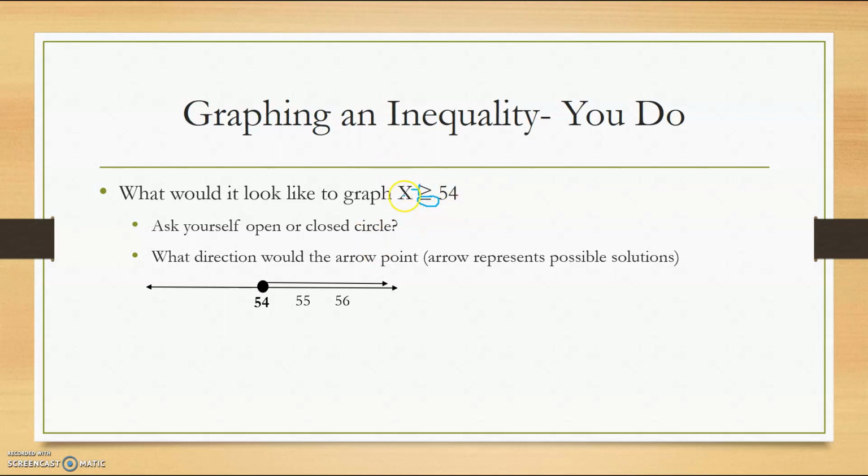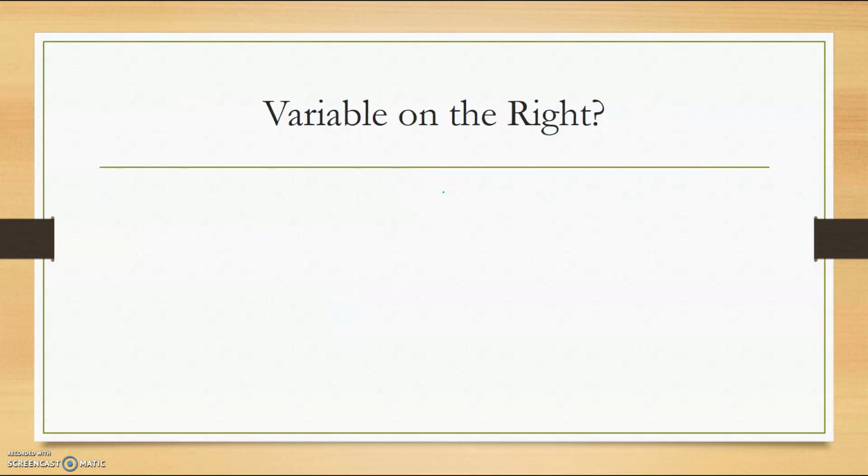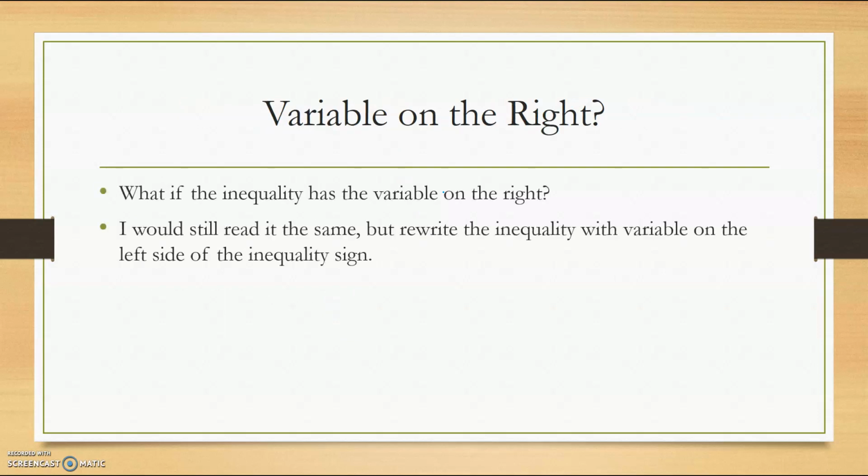And that makes sense because if you go back to the inequality and you took 56 and you plugged it in for x, and I read it, 56 is greater than or equal to 54. Is that a true statement? Yes, it is. All right, so what happens if you have a variable on the right? Okay, so I would still read it the same, but rewrite my inequality with the variable on the left side of the inequality sign.